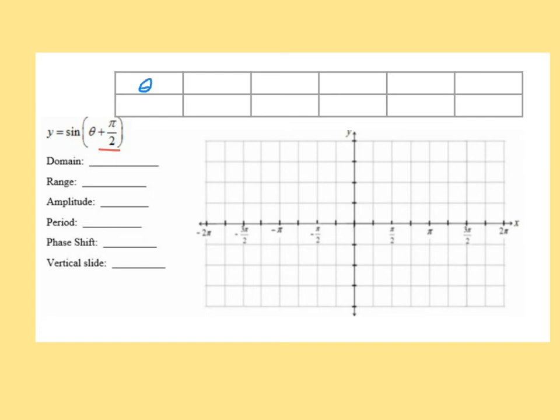So we're going to start off with our thetas. Normal thetas of 0, pi over 2, pi, 3 pi over 2, and 2 pi. And now our f of x, this starts off at 0, goes off to 1, comes back down to 0, goes down to negative 1, goes back up to 0 to give us a little hill and valley curvature.